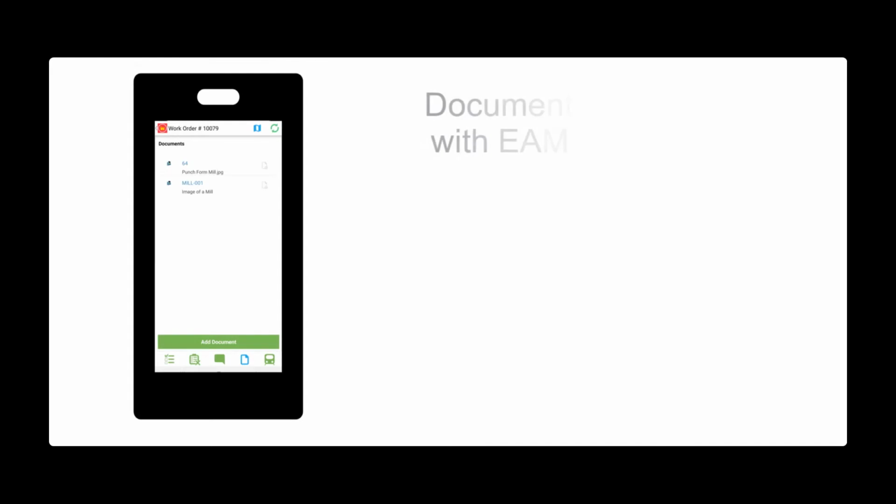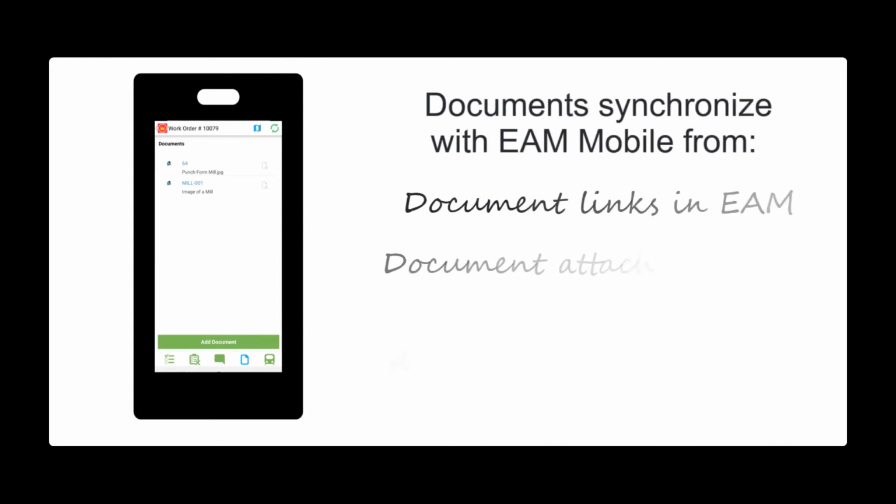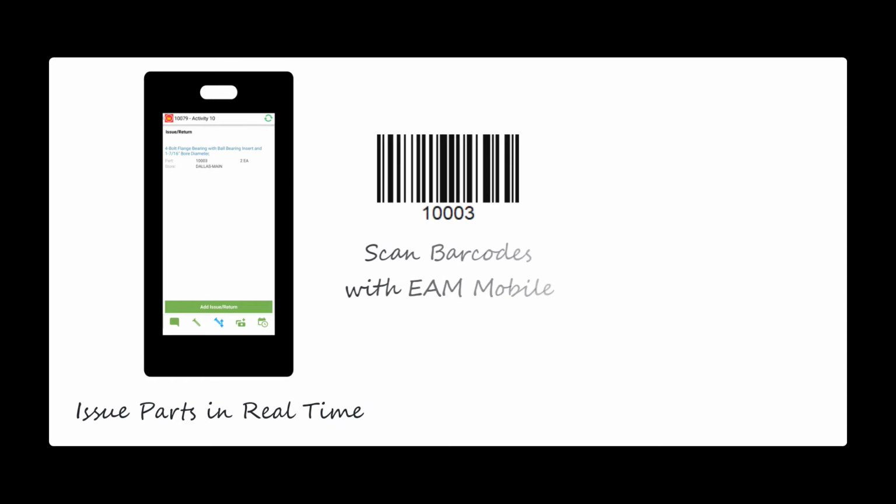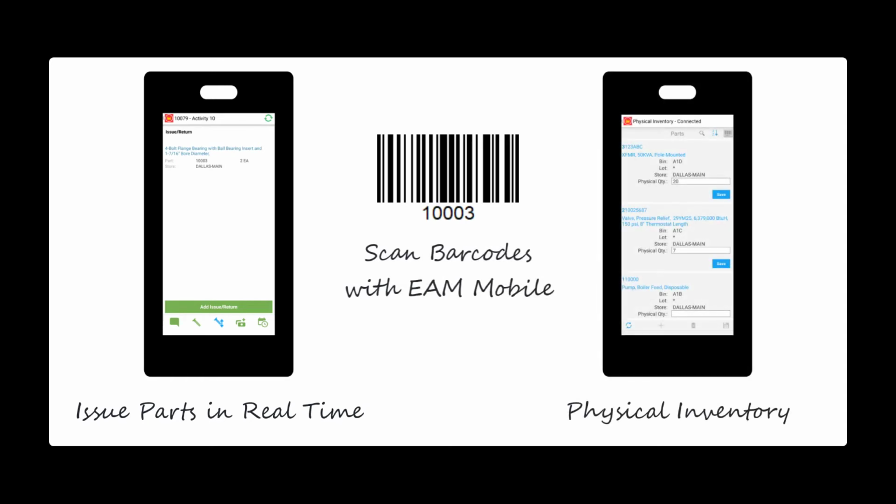You can review documents attached to equipment and work orders, or use the device camera to take pictures and attach them to records. In the warehouse, parts can be issued to work orders through the EAM Mobile app, and the device camera becomes the barcode reader. Warehouse operations can use EAM Mobile for physical inventory part counts, eliminating the need for paper logs and data entry in EAM.